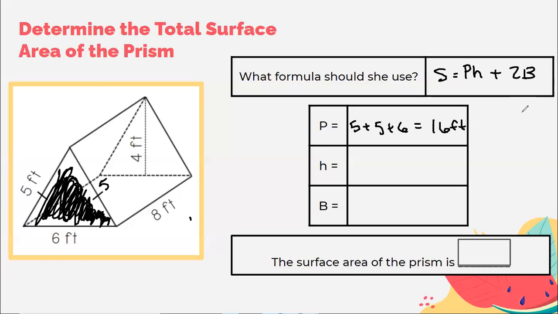Okay, our height. What's our height? It is 8. Again, don't get mixed up on what looks like the height. It always is what is connecting base to base, or the two triangles. So it is 8. Okay, now this is the different part. We've got to find the area of our base. So our base is our triangle.